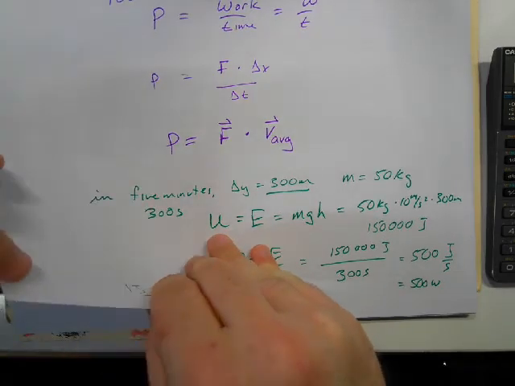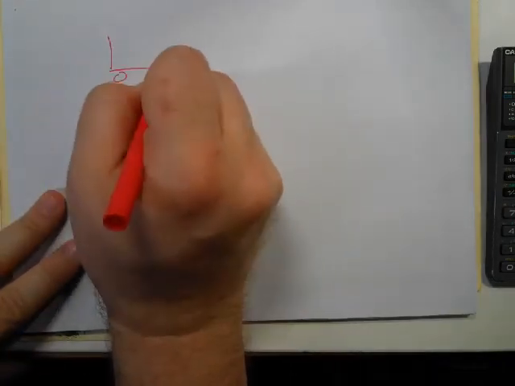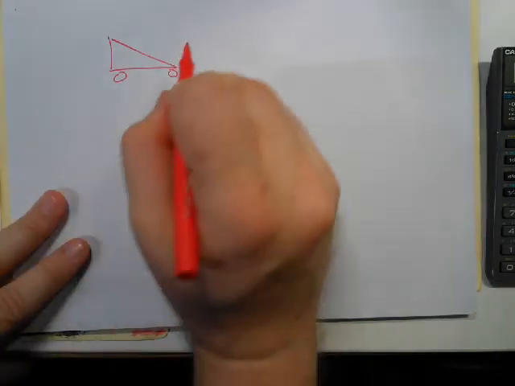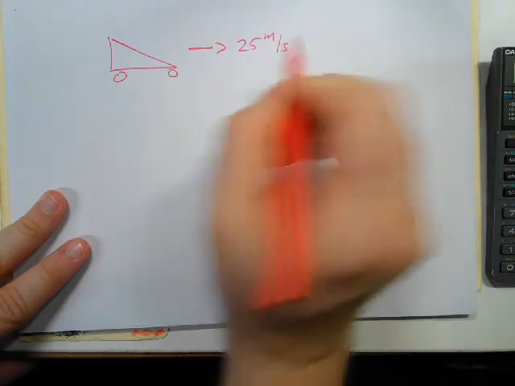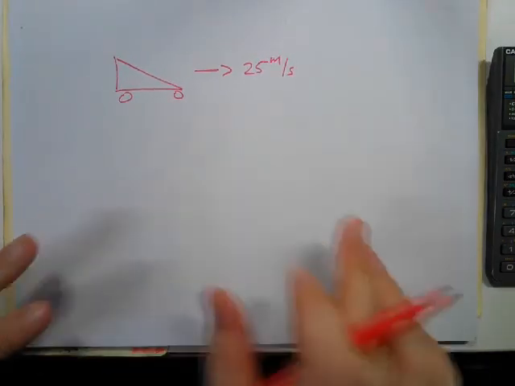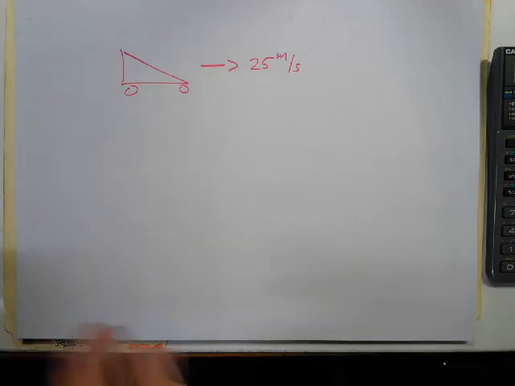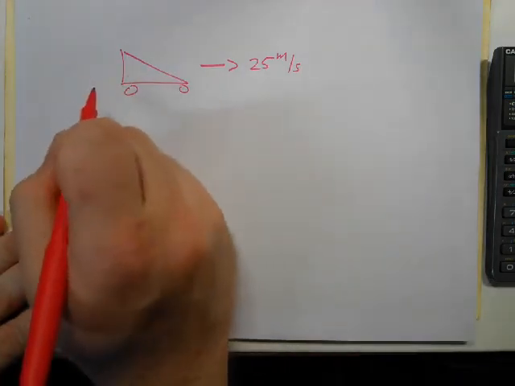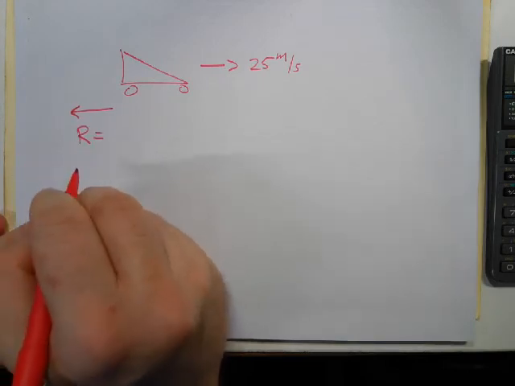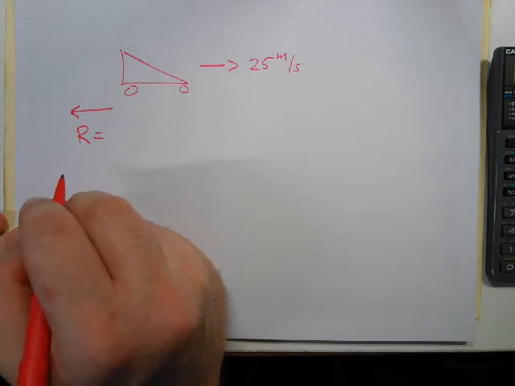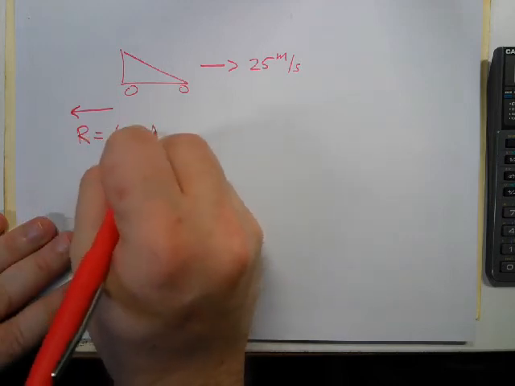We can come up with one question. Let's say you are driving down the road. So here's your car, and you're driving down the road at 25 meters per second. We can ask, based on the combined friction and air resistance, we'll say that there's a resistive force, which is, let's say it's 600 newtons.